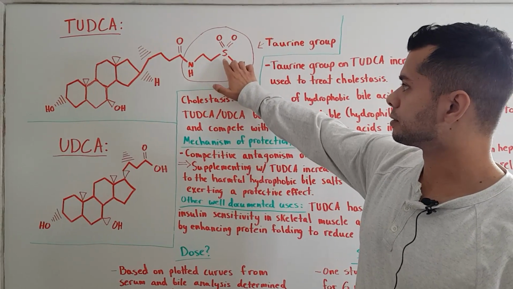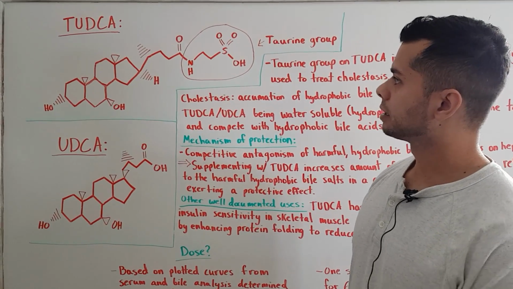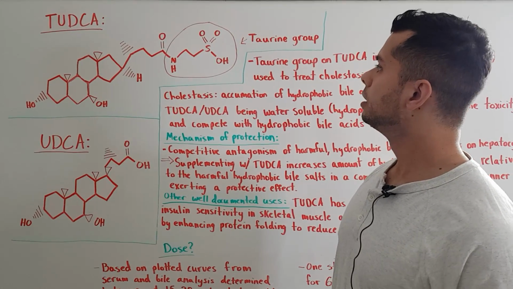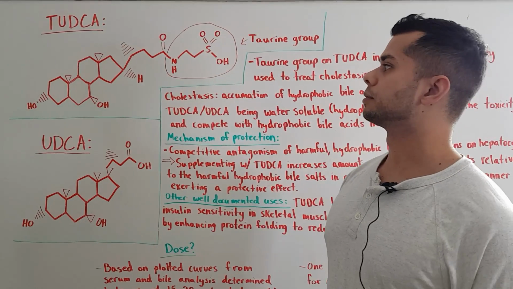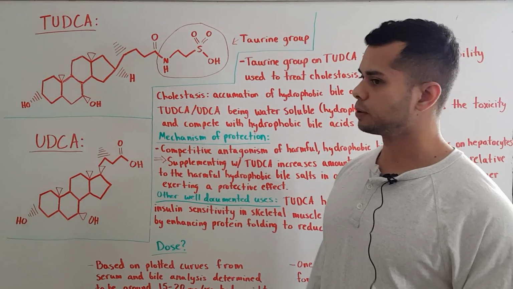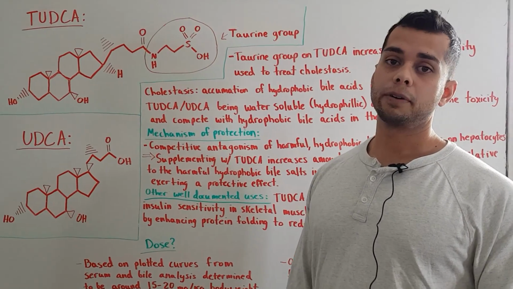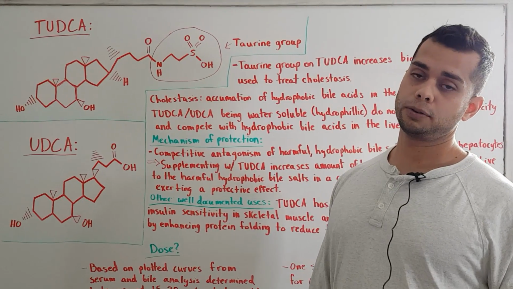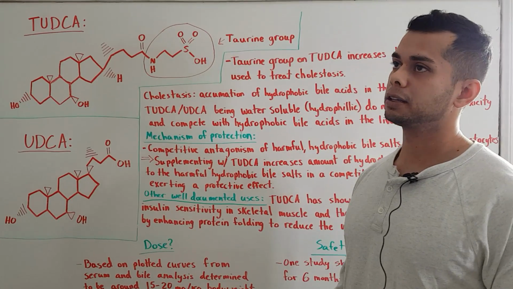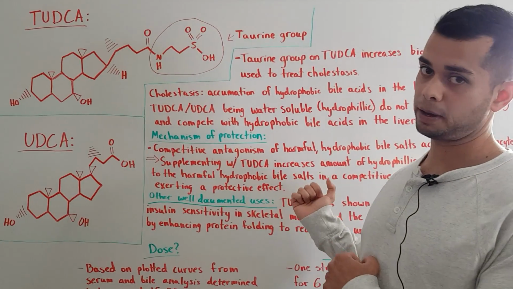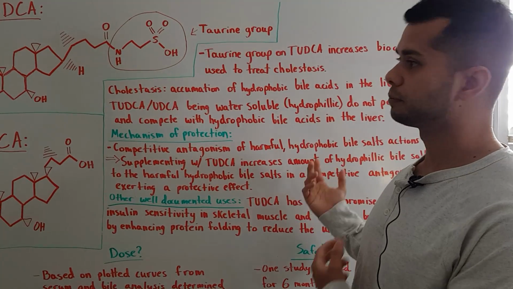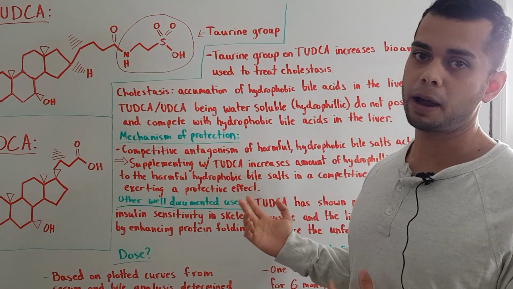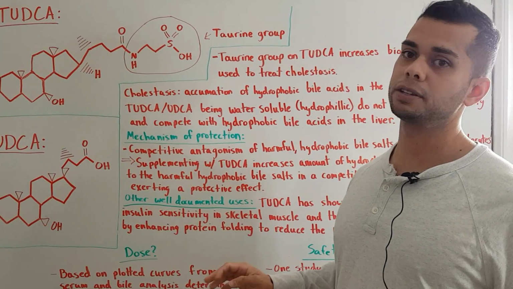Its taurine group, the sulfonic acid group, will likely make TUDCA a better, more bioavailable molecule than its glycine conjugate GUDCA, just due to the polarity of the sulfonic acid group on this side of the molecule. So again, cholestasis is a buildup of hydrophobic bile acids in the liver. TUDCA, being both a hydrophilic and hydrophobic bile acid, can compete with these harmful hydrophobic bile acids in the liver, exerting a kind of protective effect. So that's basically the mechanism by which TUDCA protects your liver and reduces those enzyme levels.